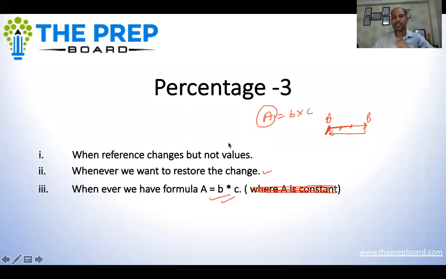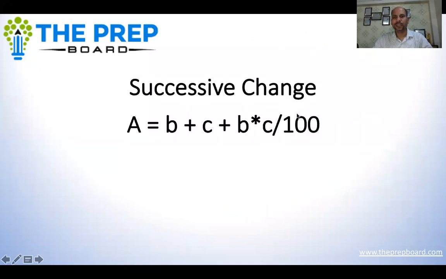So what this formula says is: change in A is equal to change in B plus change in C plus change in B multiplied by change in C divided by 100. Or simply you can say B plus C plus B into C upon 100, where B and C show the changes in these quantities. Okay, let's see how to use this formula. This is the formula.